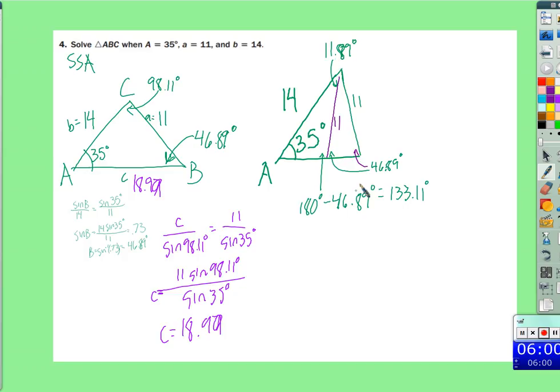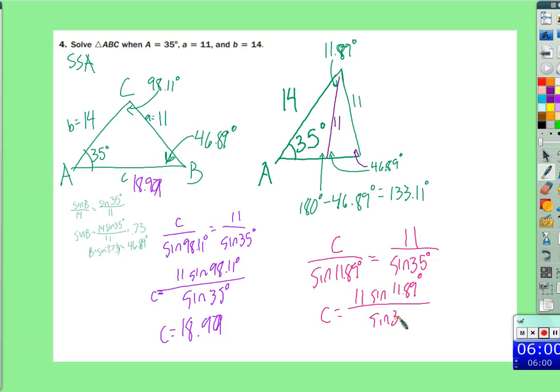So we easily found this by saying 180 minus this angle, because it's also this angle. 33.11. We made sure all three of these angles add to 180. We know this is 11, so very similar to the last step, we find C that way. So C over the sine, not the sine of 98.11, because in this triangle that angle is 11.89, equals still 11 over the sine of 35, because those two things are still the same. C equals 11 times the sine of 11.89 over the sine of 35. What does that give us?